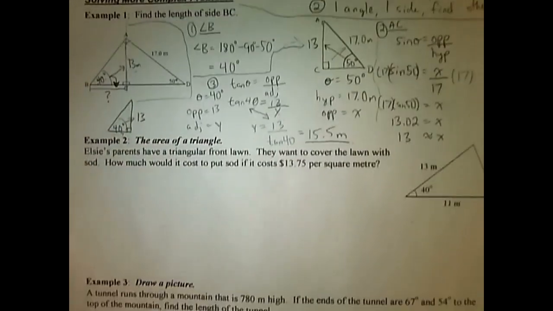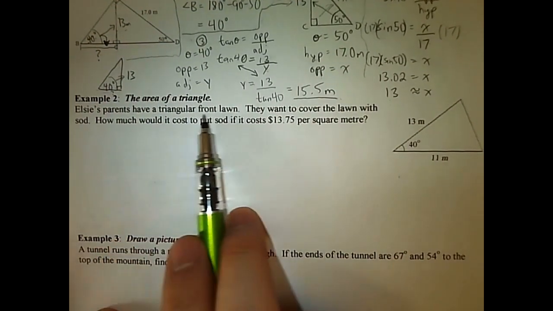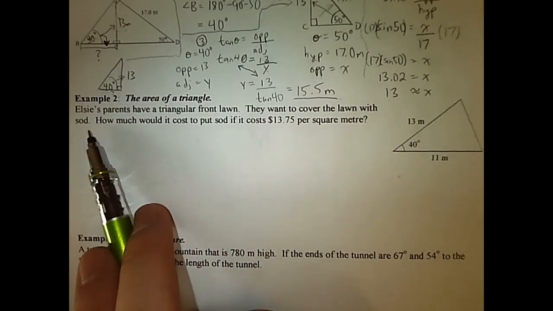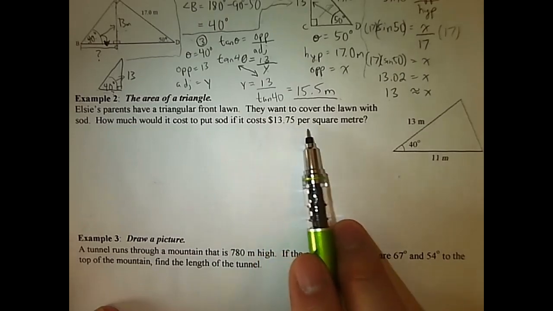All right, example 2. The area of a triangle. Elsie's parents have a triangular front lawn. They want to cover the lawn with sod. How much would it cost to put sod if it cost 13.75 per square meter?